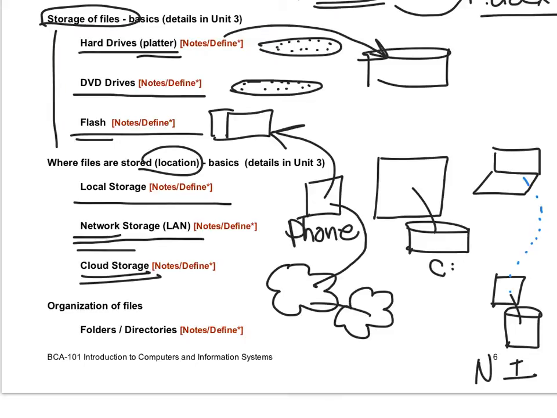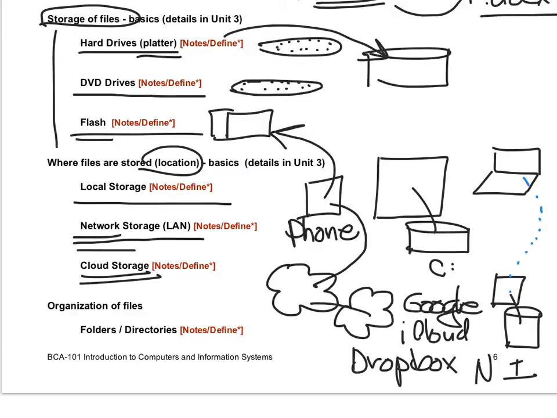And what could those be? I use Google a lot. Google Drive, iCloud through Apple, Dropbox. I use Dropbox to store information. And all of them would allow you to access them, some via the internet.